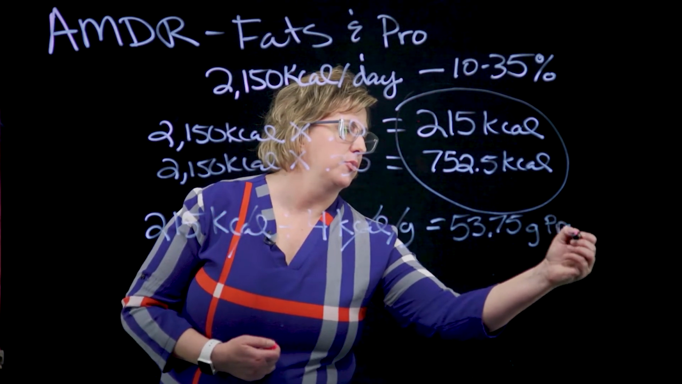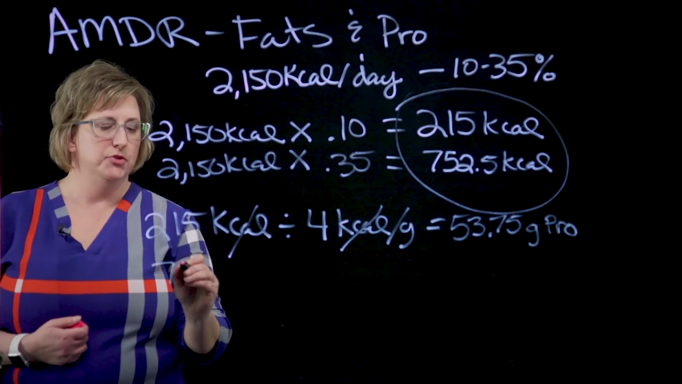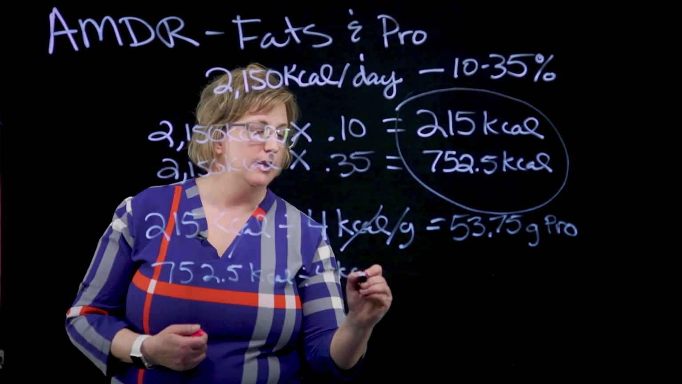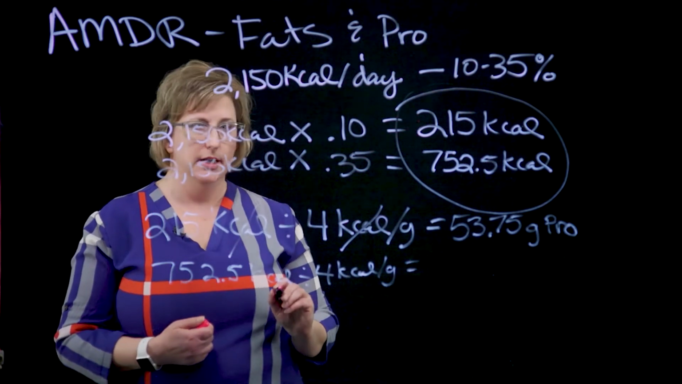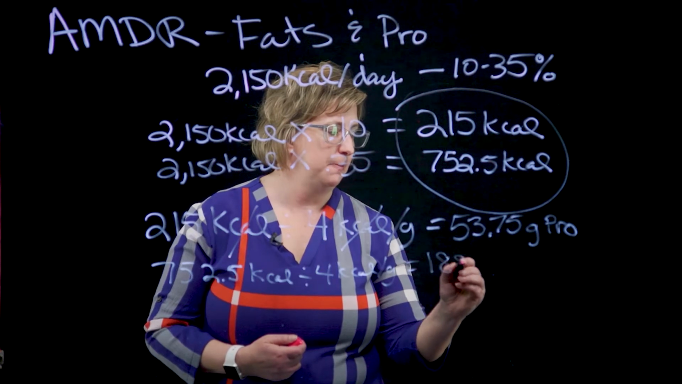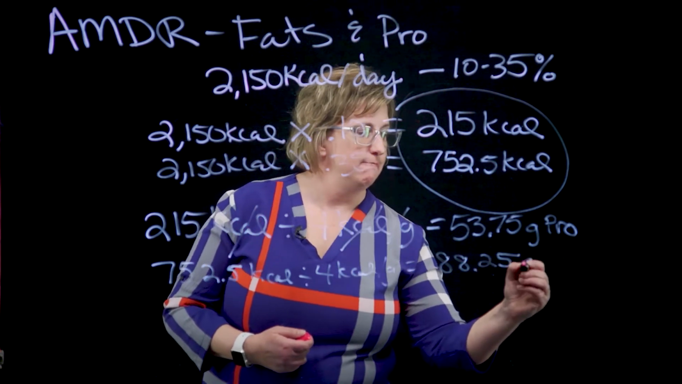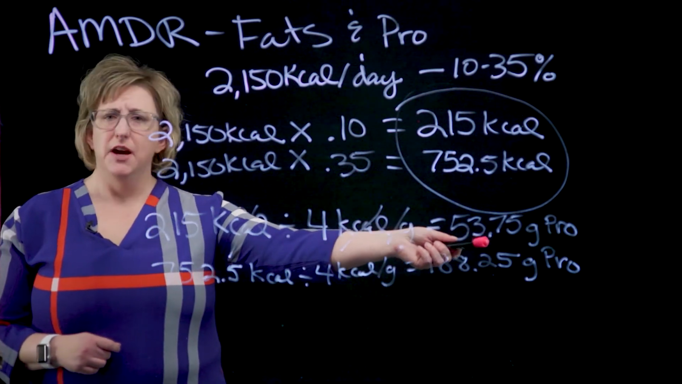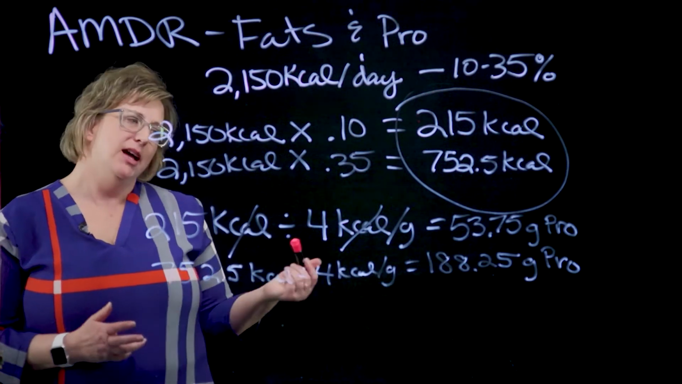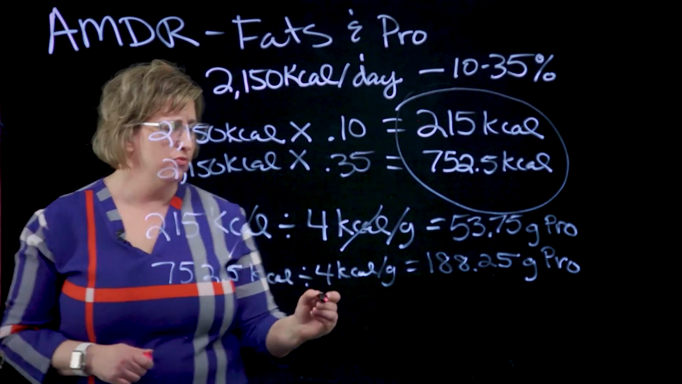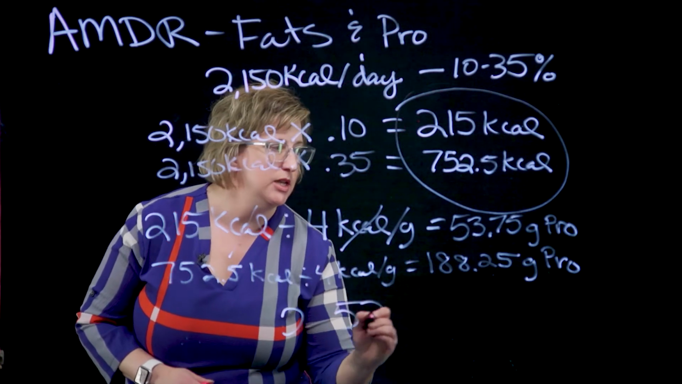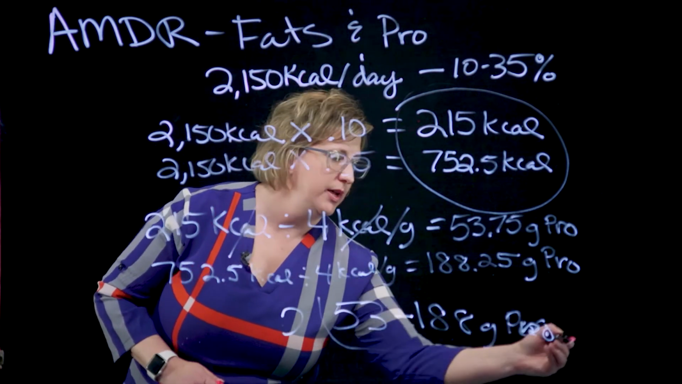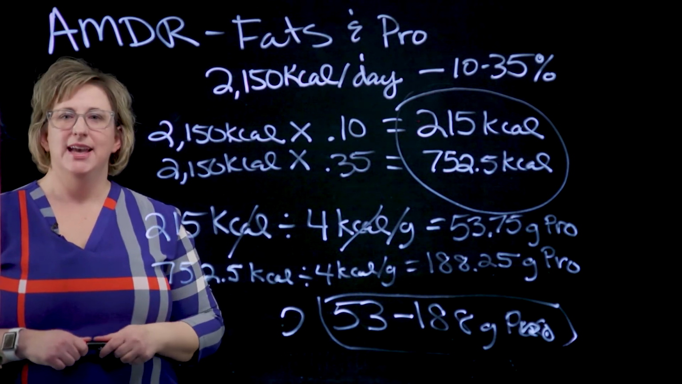53.75 grams of protein. Now, the last one, 752.5 kcals divided by 4 kcals per gram of protein is going to equal what? Do the math on this one. What do you get? Okay, so here we have 53.75, I would round up to 54, and 188.25. I might leave that at 188. I might even go to 190. So if I was giving a range on this one, what I would say is 53 to 188 grams of protein. Protein is the range that we are looking for protein. And up next, we're going to do fat.